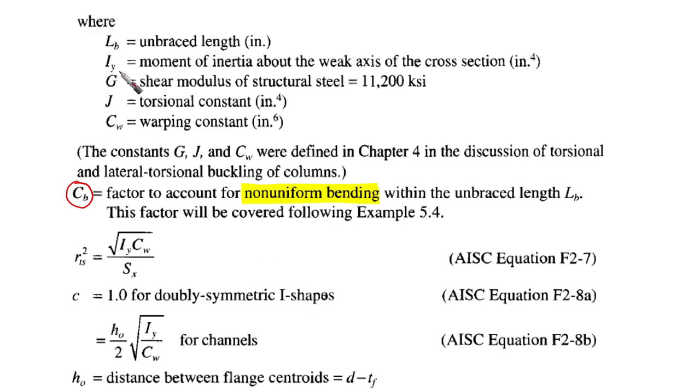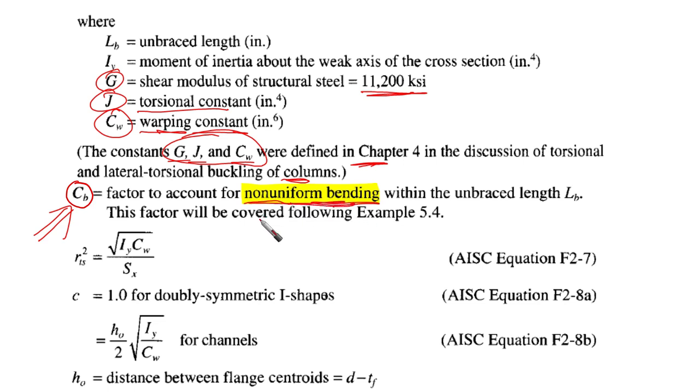You are going to find that G, the shear modulus of structural steel, is constant. J is the torsional constant. CW is the warping constant. G, J, CW are defined in chapter 4. For the case of columns, you can go to them, but they are related to the shape and to the torsional and warping constants. The important thing that you need to take care of is CB, which is a factor that accounts for non-uniform bending. We call it the bending or moment gradient within the unbraced length. This is going to be a controlling parameter for the moment capacity.